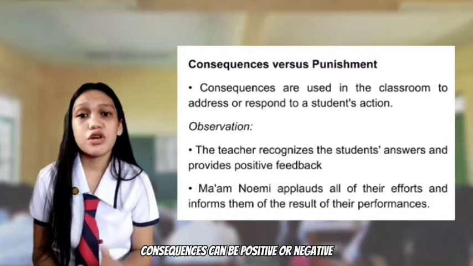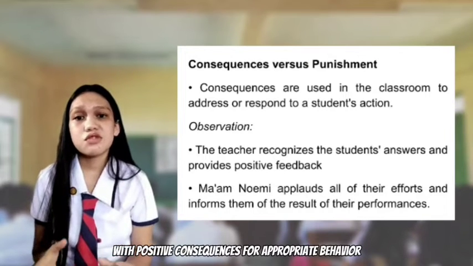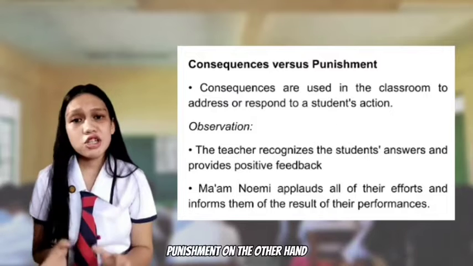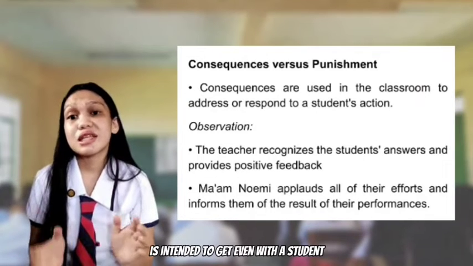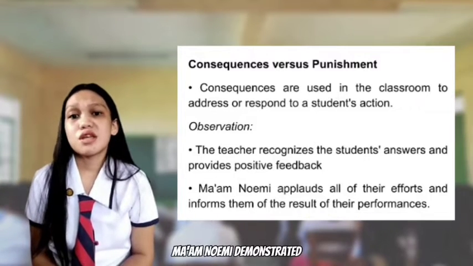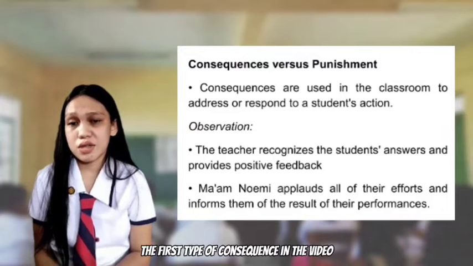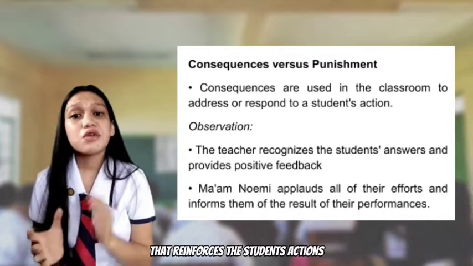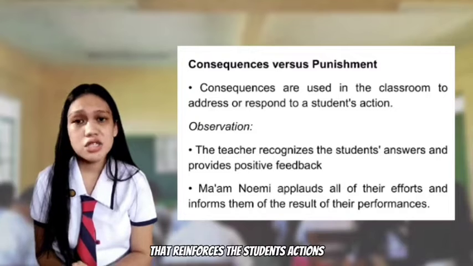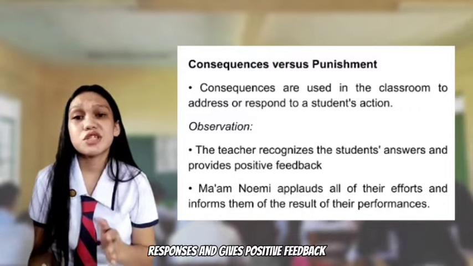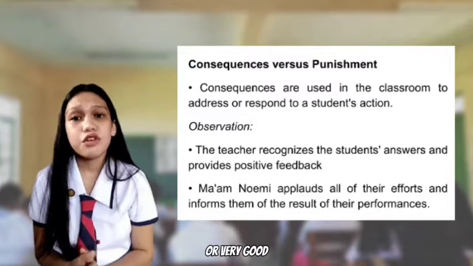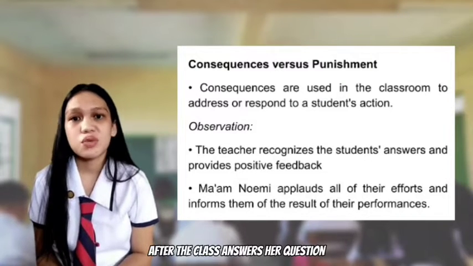Consequences can be positive or negative, with positive consequences for appropriate behavior and negative consequences for inappropriate behavior. Punishment, on the other hand, is intended to get even with the student. Ma'am Noime demonstrated the first type of consequence in the video, which is a positive consequence for appropriate behavior that reinforces the student's actions. She recognizes her students' responses and gives positive feedback, such as saying "that's right" or "very good" after the class answers her question.